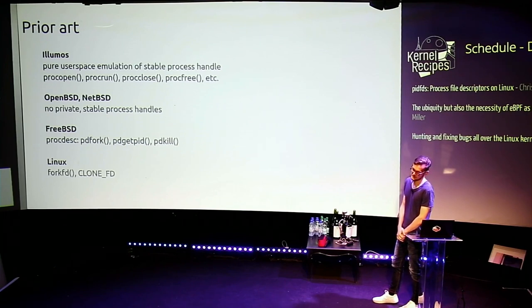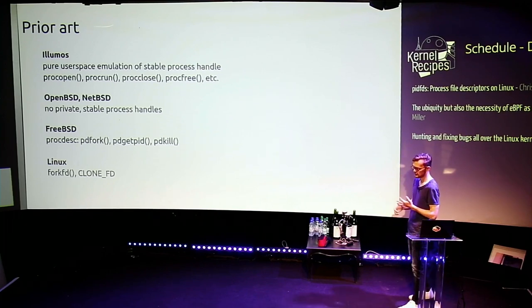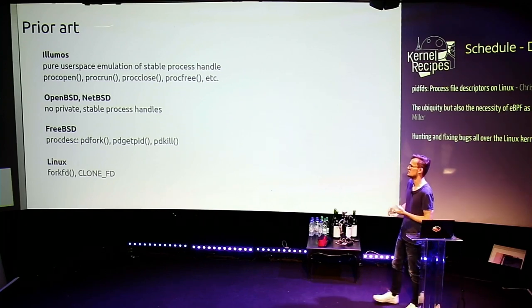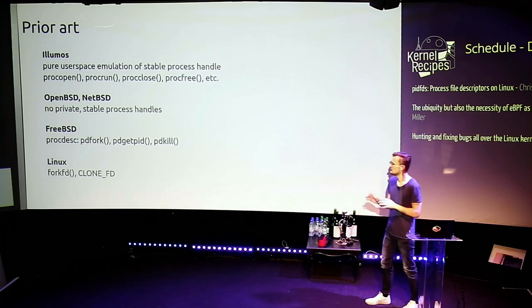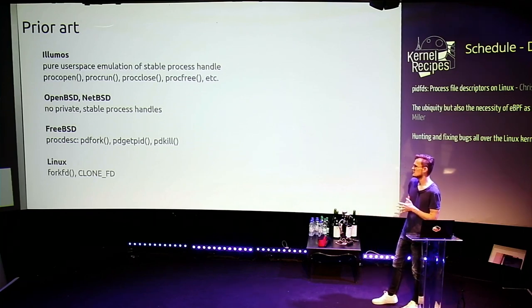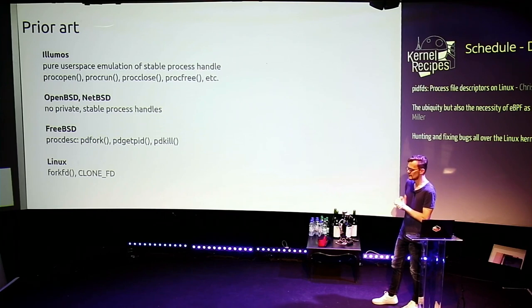FreeBSD has it. So this is prior art. They have a concept called procdesc, which is probably process file descriptor, and they have three separate syscalls, which are pdfork, pdgetpid, and pdkill. They've done things a little bit differently than we did, and we can go into this in a little more detail if you have questions about this. Process management overall is the same as in Linux, but there are special cases where they do things differently than we did. Like, for example, what happens if you mark a child as being auto-reaped? They do this differently than we do.